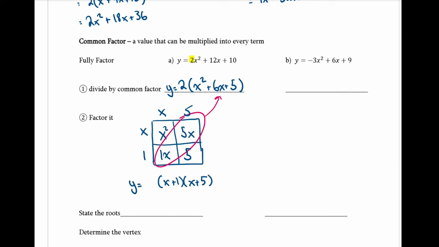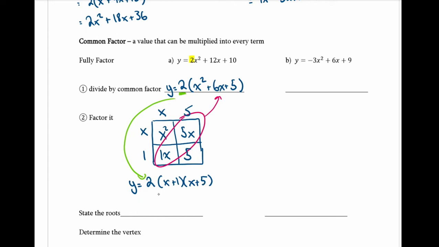And that comes from my box method. However, there is something missing. And the thing that's missing is that common factor that I divided out. So really, what I need to have still is that 2 in front. So my factored form is y equals 2 times (x plus 1) times (x plus 5).